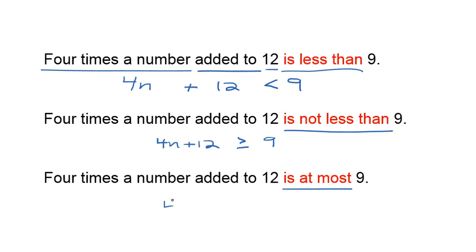And then for the last one, again I've got 4n plus 12, and now it says is at most 9. That means it's got to be 9 at its largest. So the most it could be is 9, but it could be less than 9. So we would say less than or equal to 9. Okay, so now let's look at our four word problems.